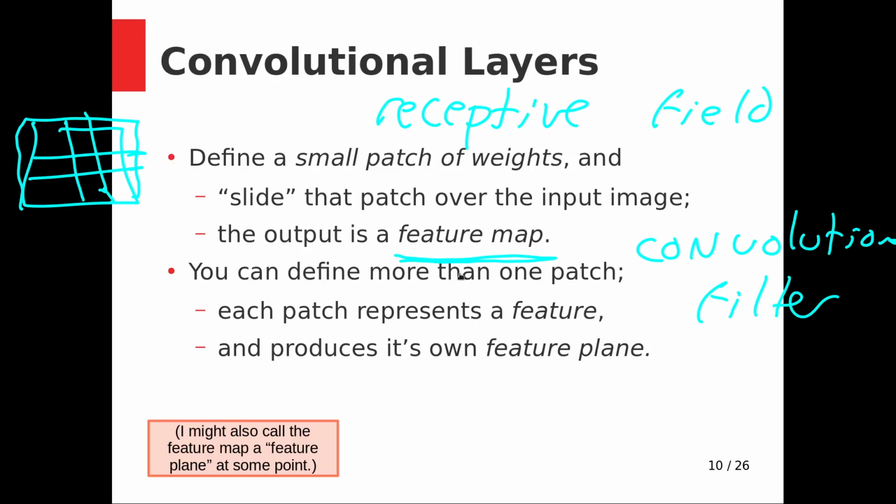We can define more than one patch. Each patch represents its own feature and produces its own feature plane, right? So you get one whole set of neurons, basically, for each feature you define. If you define 12 filters, 12 features, you'll get 12 equally sized sets of output neurons, where each neuron represents the result of applying one of your filters to one little region of the input plane.